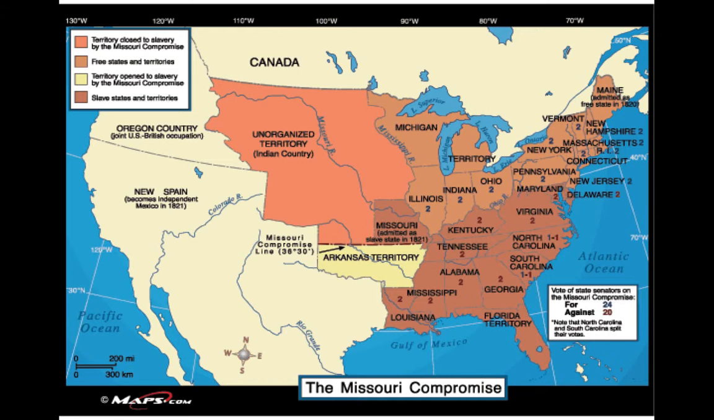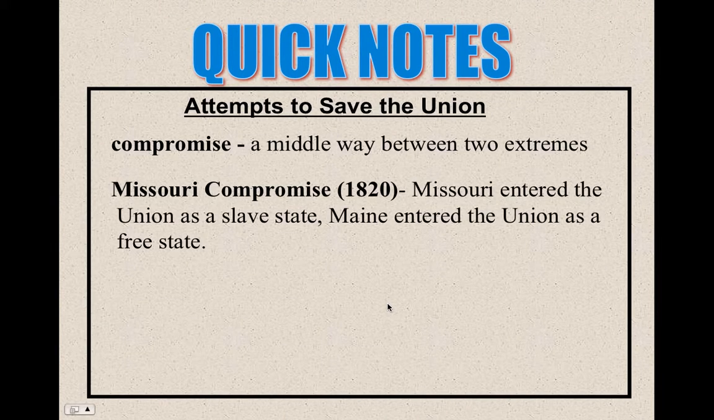Before we dive into that, I want you to notice here where it says North Carolina and South Carolina. This is the vote for the senators for or against the Missouri Compromise. This compromise passed barely. The reason it passed is one senator from North Carolina and one senator from South Carolina voted for it. Most every slave state voted against this compromise because it limited the expansion of slavery going forward. So with the Missouri Compromise, Missouri entered the Union as a slave state, and Maine enters the Union as a free state.